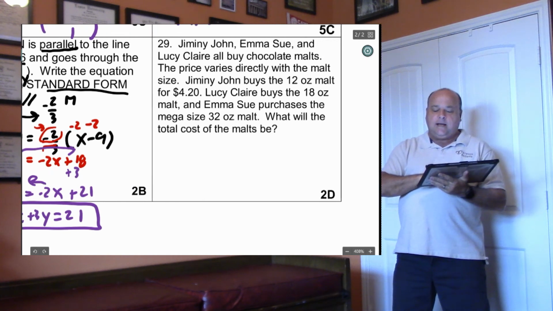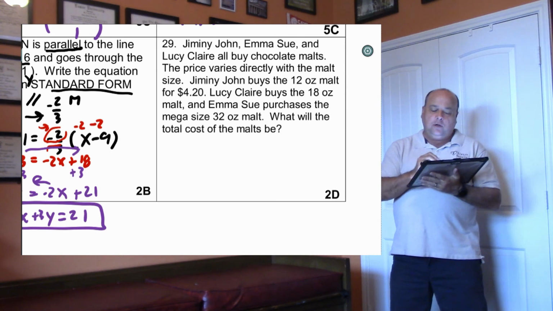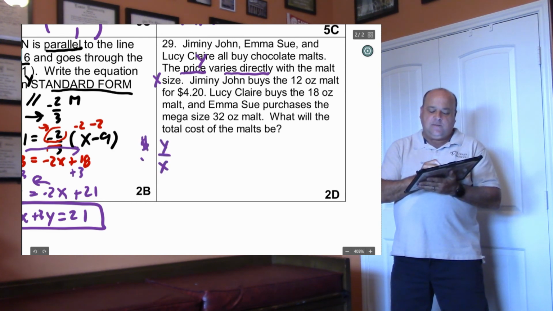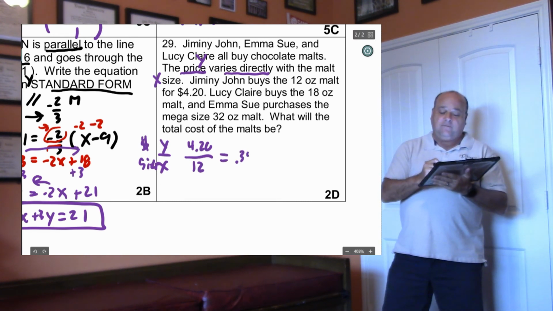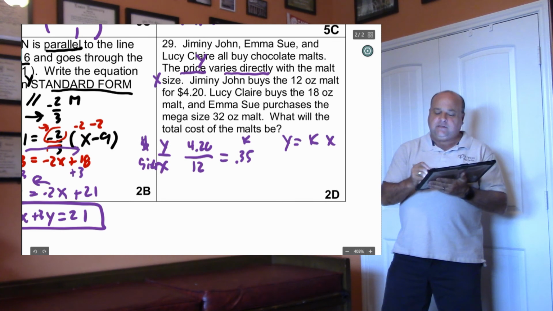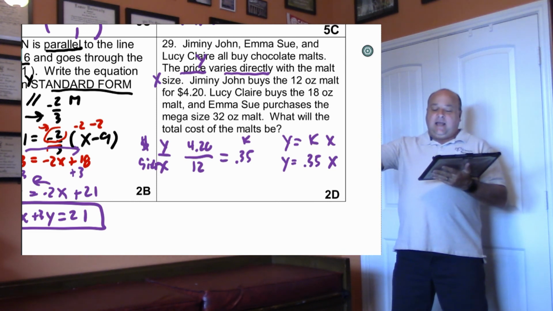And lastly, on number 29, this is a direct variation problem here. Okay, so you're going to put the price is y varies directly with the malt size. So y over x. This is going to be the cost and the size. Okay, so a $4.20 malt buys 12 ounces. You're going to divide that, okay? And that's going to equal 0.35. Okay, so 0.35 is going to be my k. So right now y equals kx, and I'm going to put y equals 0.35x. Remember, the y is the cost and the x is the size, right?